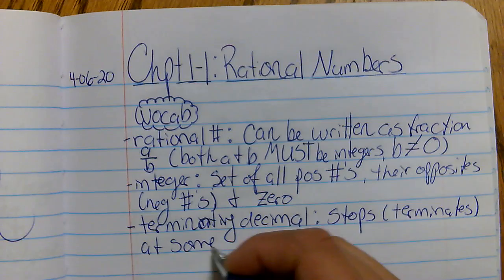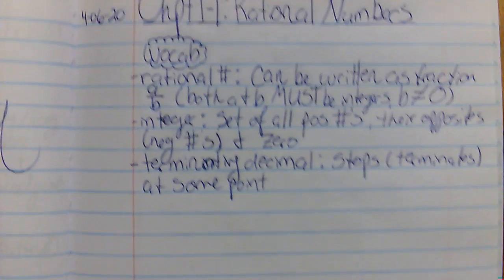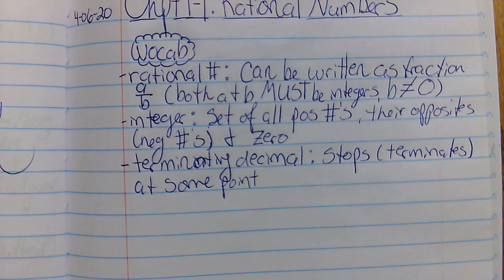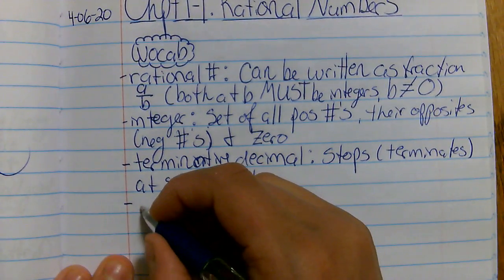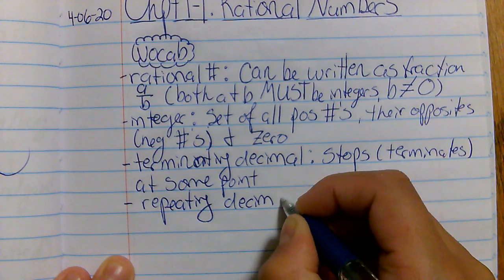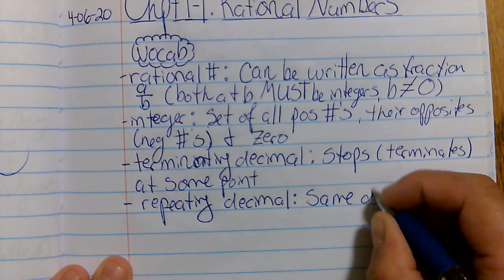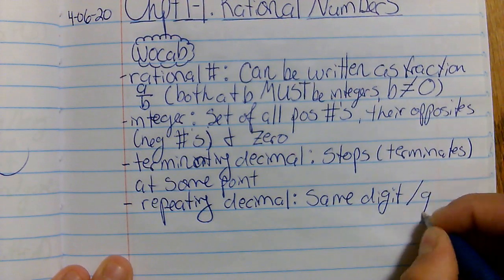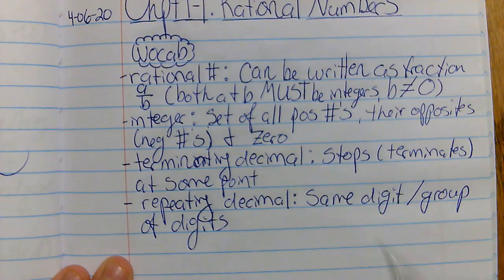at some point. It could be in the 10th place, in the 100th place, in the 10 millionth place. It doesn't really matter where. It just has to be able to stop at some point in order for it to be considered a terminating decimal. Now, on the other side, it's the exact opposite. You have what is called a repeating decimal. That means you have the same digit or group of digits going on forever.